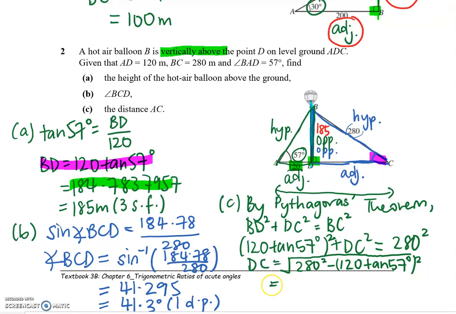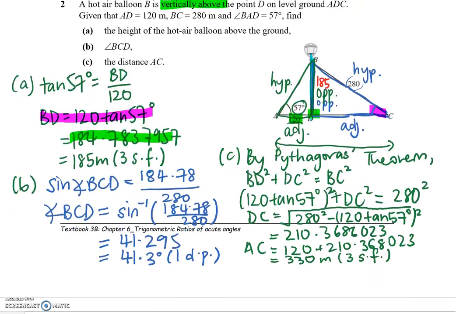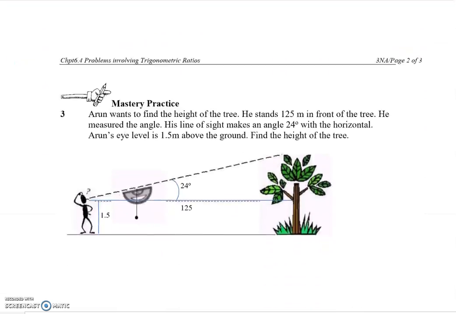Press your calculator and you will get 210.36866203. Now we want to find AC, meaning we need to add AD plus DC. So 120 plus 210.368, we will get our answer 330 meters, 3SF. Alright, so this is question 2. Move over to the next page.